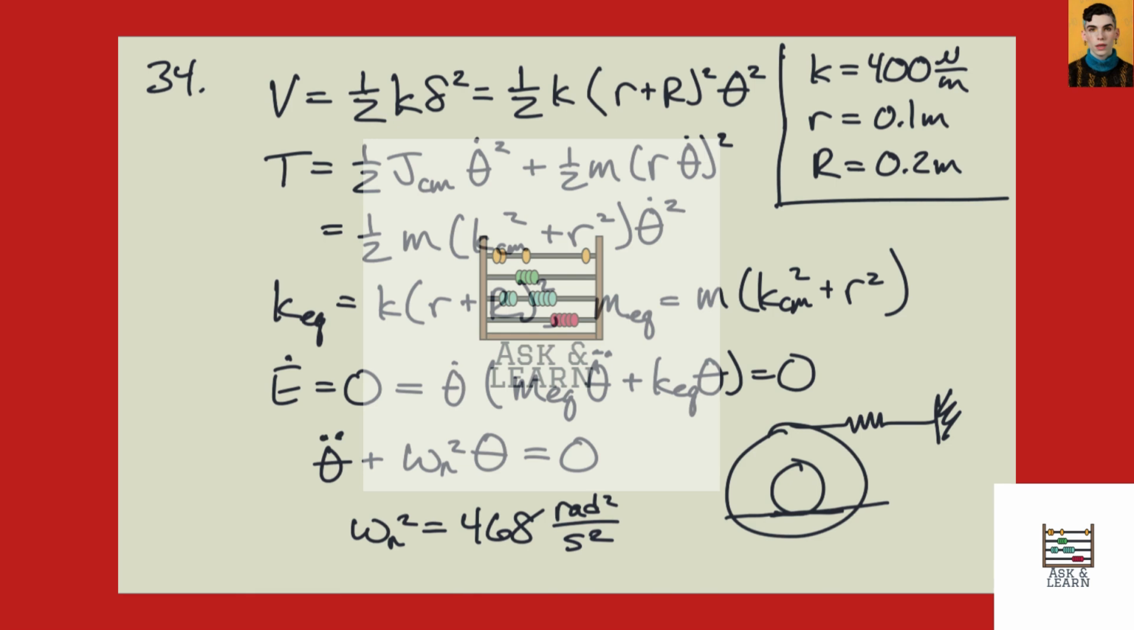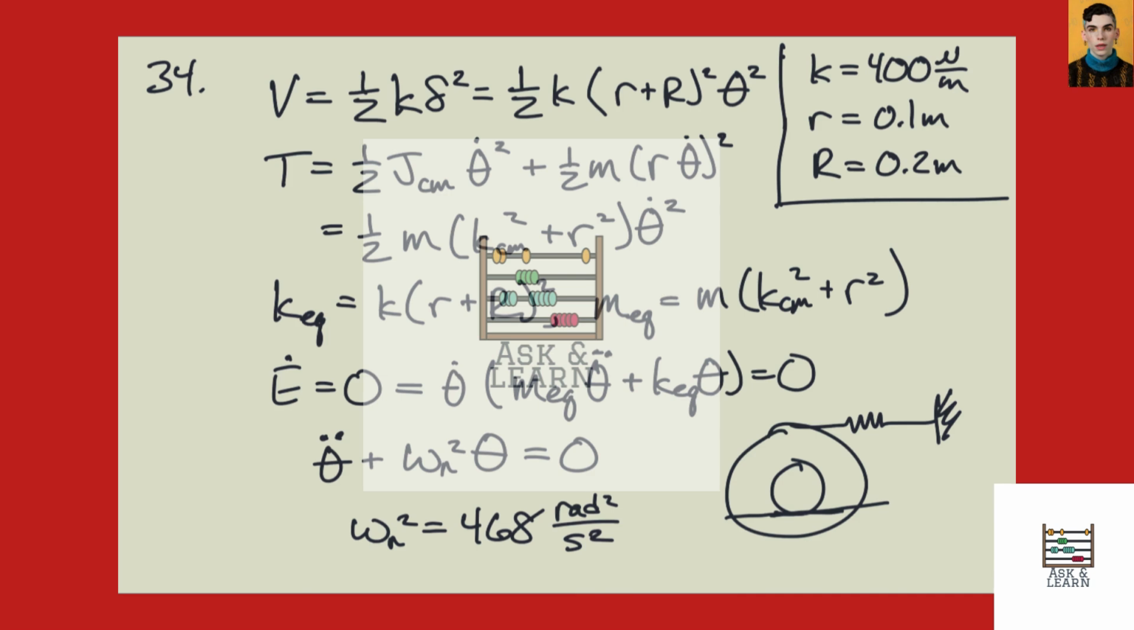We can look at the potential energy, so that's 1/2 k times the change in length of the spring squared. And the change in length of the spring is this distance here, so this distance to here, which is the little radius, plus this distance here, which is the big radius. So that's k over 2 times (little r plus big R) squared times theta squared.